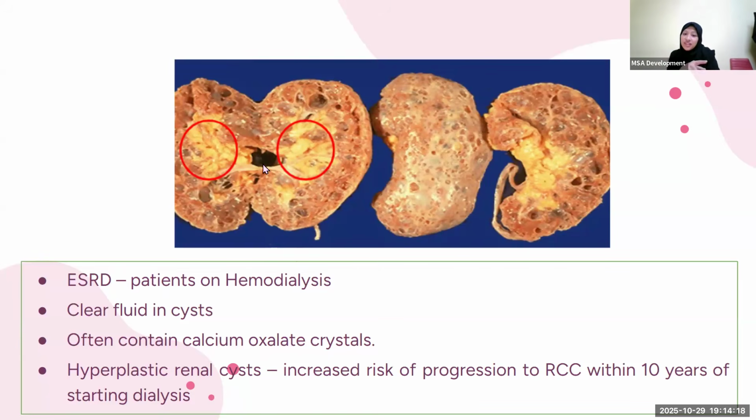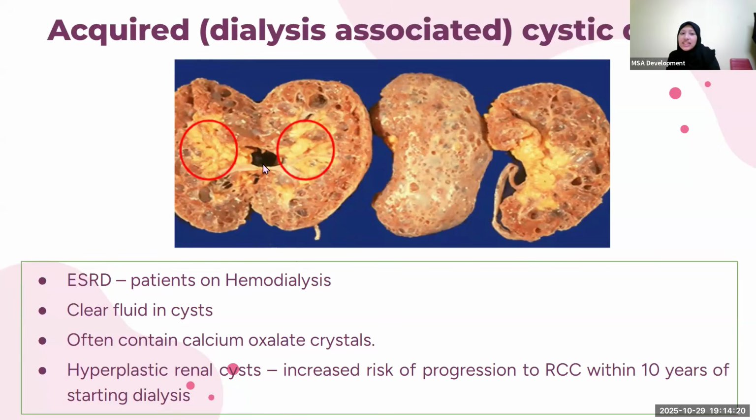This happens because of the long-term dialysis, and it's acquired. It's not genetic. It's just because this person has been on dialysis for a long time that it causes failure to the kidneys. It has renal cysts. Another important association is that this has increased risk of progression to tumor or renal cell carcinoma within 10 years of starting dialysis. Okay, so be mindful of that. Again, we are talking about cysts, so carcinoma is a whole other thing, right? So it's tumors.